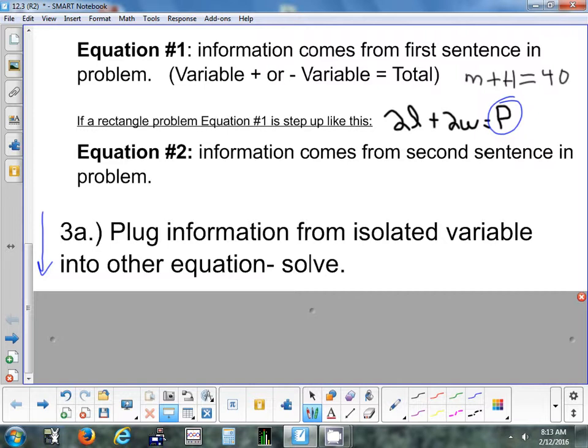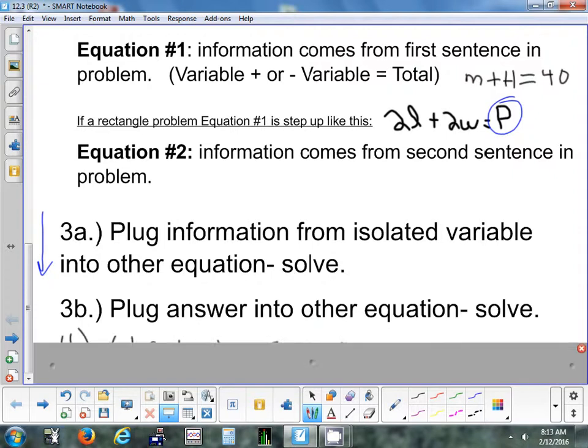If you have a system, how many letters will there be? Different letters. 2. Good. At step 3A, you will know one of them. What do you do once you have one of your answers? You take it and do what with it? Yeah, you're going to plug it back in.